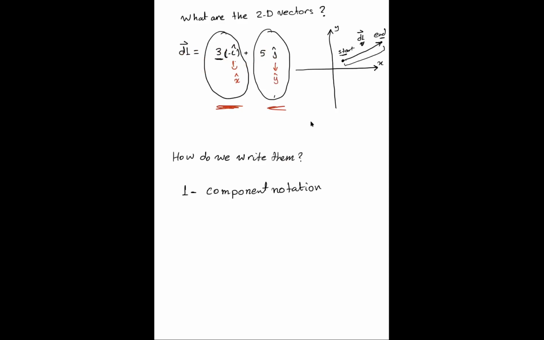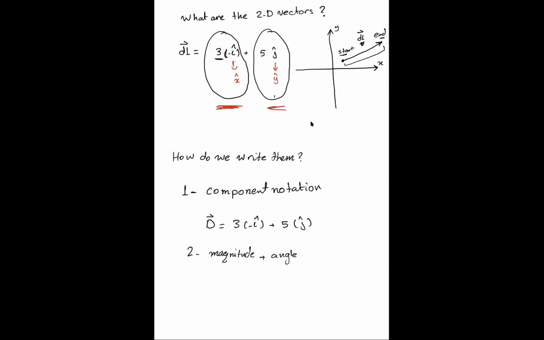An example of that will be, for example, the vector D. That's 3 units in the negative I hat direction with 5 units in the, for example, J hat direction. But the second notation that we can use to identify a vector is the magnitude plus angle notation. And how would we do that?